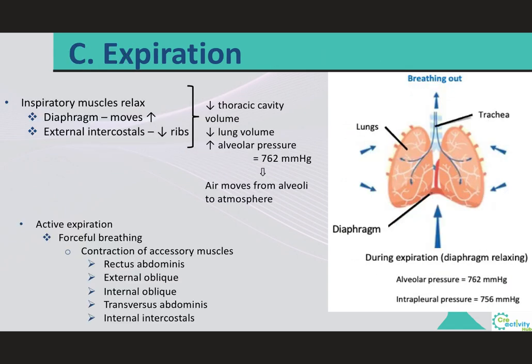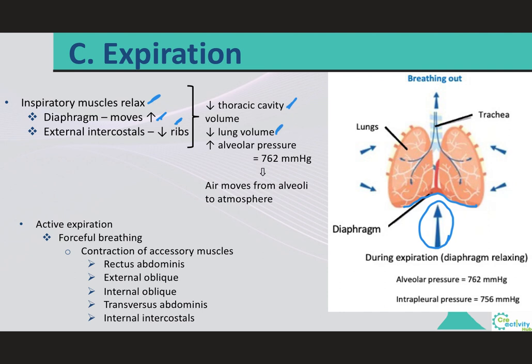Moving on to expiration, it will start when the inspiratory muscles relax. So when the diaphragm relaxes, it will form the dome shape, as we can see right over here, because it has this elasticity that will move it back into place. And as the external intercostals relax, the ribs are going to be depressed, so the ribs are going to be moving down. And these movements decrease the volume of the thoracic cavity, which decreases the lung volume.